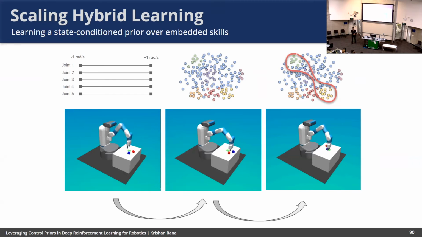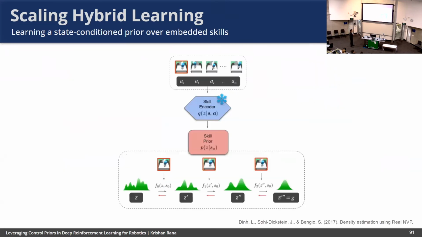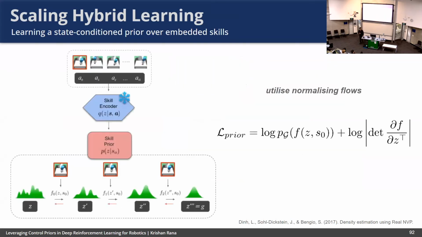So how can we do that? We've got our skill space. In order to learn that, what we propose is to learn this complex density of the state conditioned skill space, and we do this using normalizing flows, which allows us to learn this multimodal distribution by warping a sample from a simple distribution into this complex distribution, right?